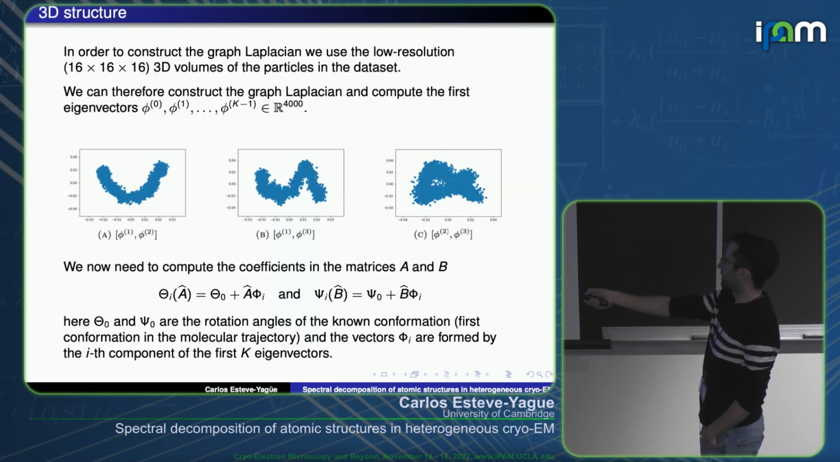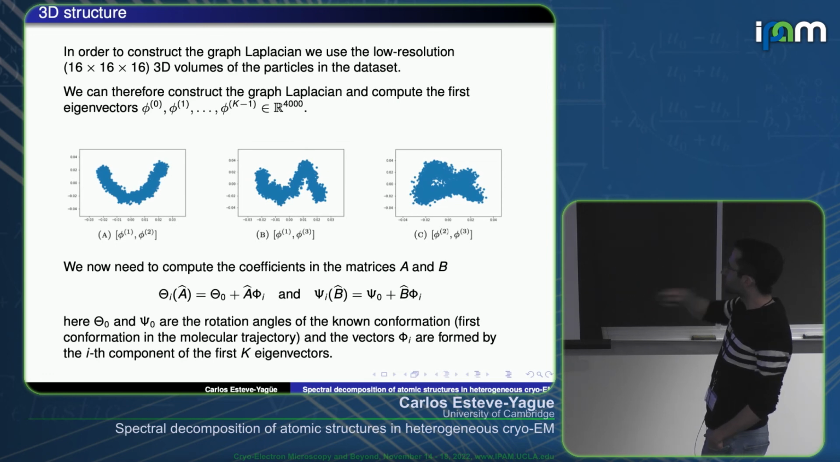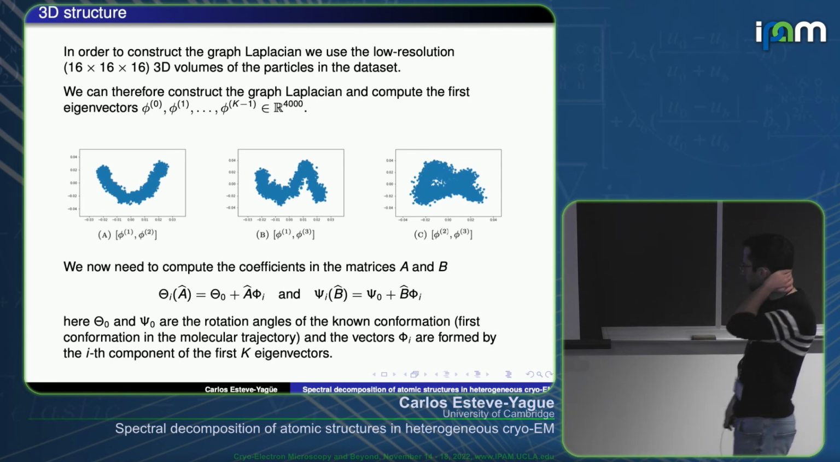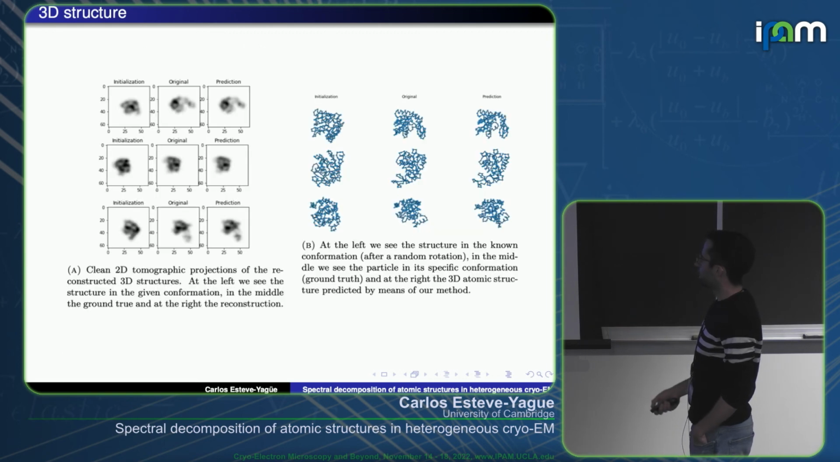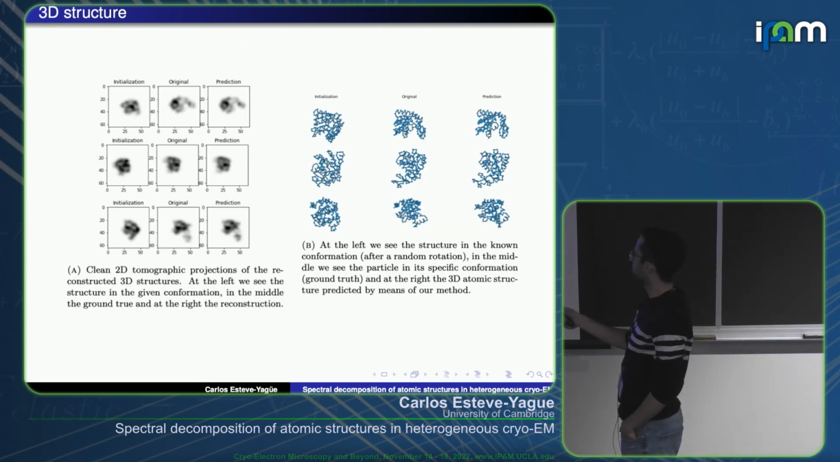This is the representation using the eigenvectors. So in this case, it's one-dimensional because we have a protein, like a molecular trajectory. And here, in this case, we have solved this minimization problem to estimate these rotation angles. And this is what we obtained. So this is the initialization, which is the same for every particle. Of course, it's rotated depending on the particle. This is the ground truth, and this is the reconstruction.